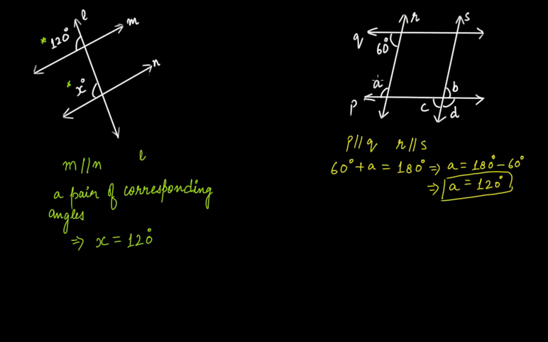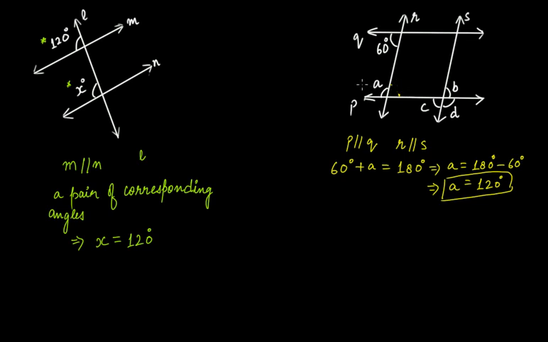Now if A is equal to 120 degree, now if you look here, this angle, this A is 120 degree, therefore what will be this angle? Now you can clearly see that this, or let us straight jump to here.